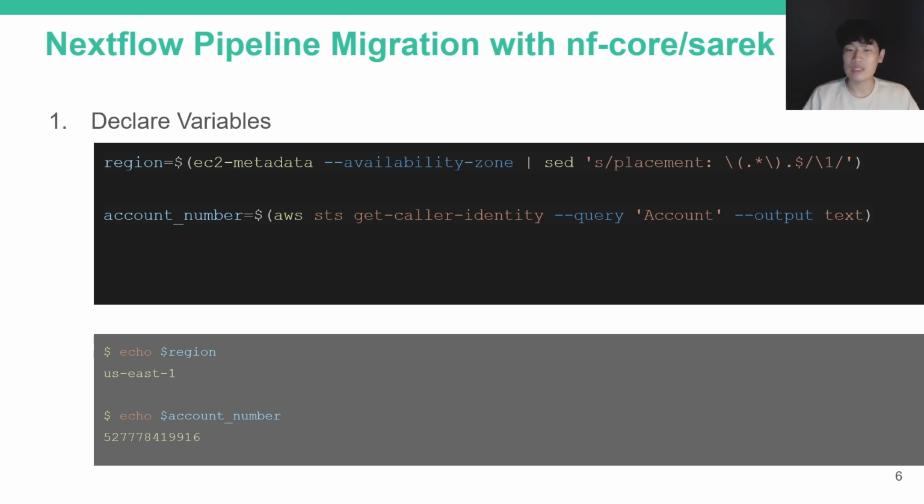And for today's demo, I'll be using US East 1, and the account ID variable is your unique 12-digit AWS account ID. You can find this number in the top right corner of the AWS management console if you connect to the console page.